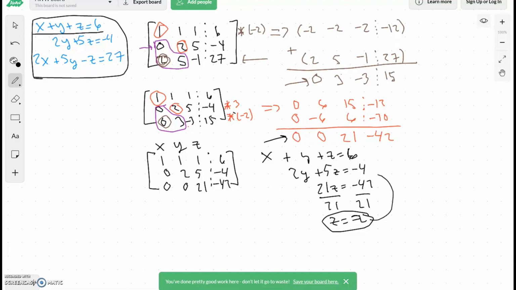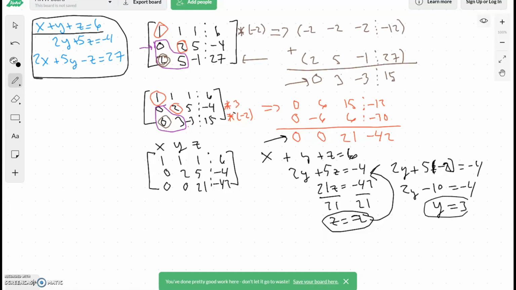And then I just go ahead and back substitute in here, right? So I'm going to have 2y plus 5z. I already know what z is. I'm going to do this: 5 times -2 equals -4. Okay, this is going to be 2y minus 10 equals -4. Okay, and in the end, after you solve this, y is going to be equal to 3.